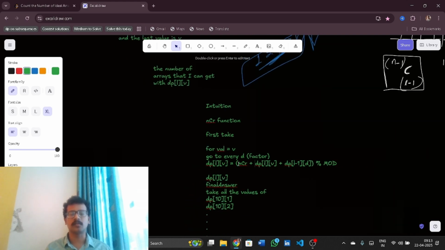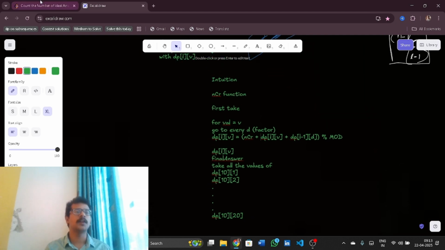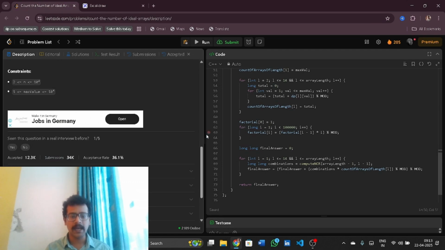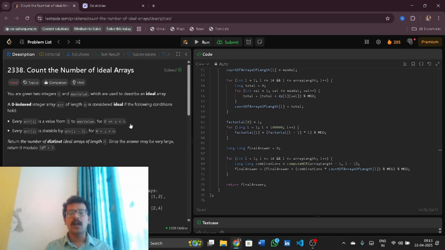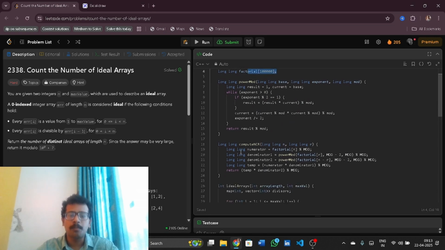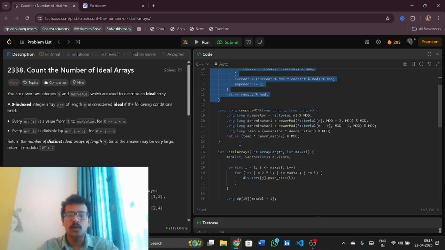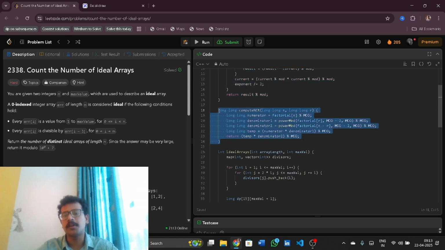So this is how you solve this problem, and if you look at the code, I think you'll get more understanding, right? So let us look at the code, and I'll ask you a question about why I am taking that. I'll tell you in a few seconds, right? So mod I have initialized, factorial is something like this. Now power mod, I'll tell you what this function is. So compute ncr, this is the function for ncr, right?